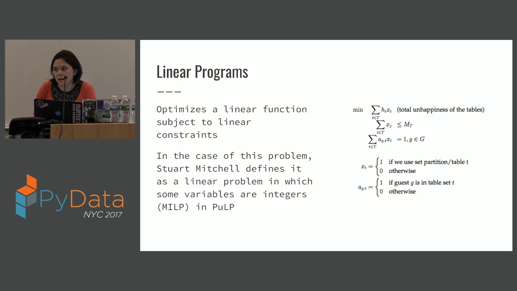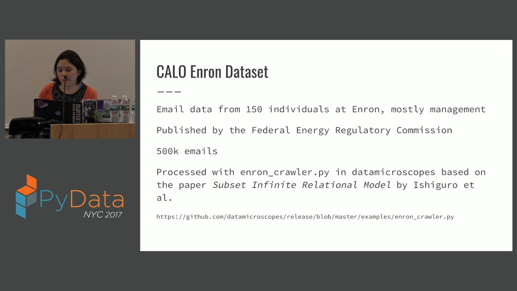So now it's time for us to plan our party. I'm going to be planning a party for the managers of Enron. And this is thanks to the Freedom of Information Act. We get emails from individuals at Enron, mostly management. This is a subset of about 150 individuals, which has been published by the Federal Energy Regulatory Commission.